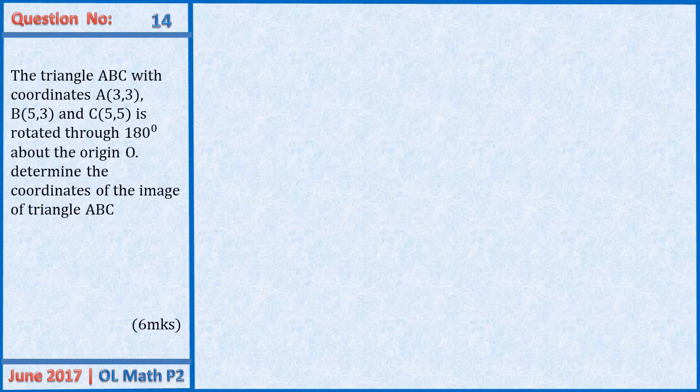Question 14. The triangle ABC with coordinates A(3,3), B(5,3), and C(5,5) is rotated through an angle of 180 degrees about the origin O. Determine the coordinates of the image of the triangle ABC.